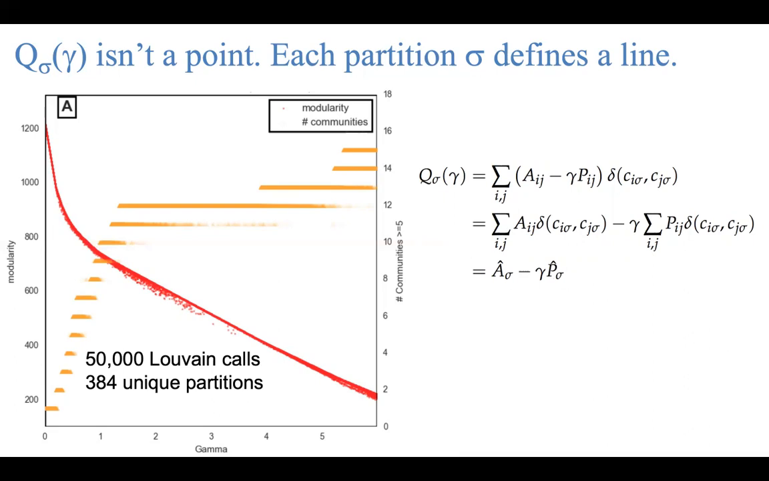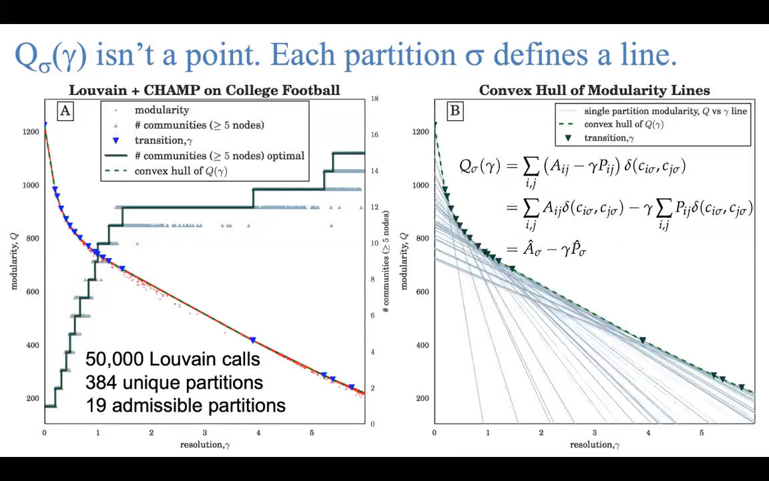And so now this defines a line in the space of Q and gamma. That is, each of these 384 partitions isn't just a point in the plane here, it defines a different line. And so maximizing Q at any gamma value corresponds to finding which of these lines is the upper envelope of the curve at that point. And so this basically is a half space intersection problem. You find the line segments that comprise the upper envelope of Q versus gamma. And in this example, we find that only 19 of these 384 partitions are admissible, in the sense that their lines are anywhere on this upper envelope.